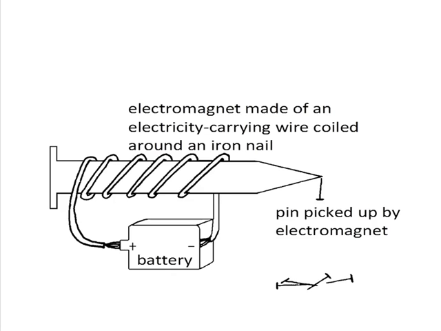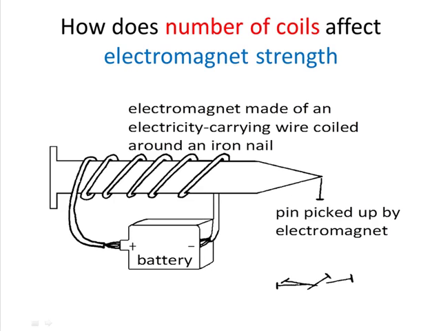Let's use this investigation to illustrate direct proportion. Our focus question is, how does number of coils affect electromagnet strength? Our apparatus includes nails, insulated copper wire wound around the nail and connected to the two terminals of a battery. That converts the nail into an electromagnet, and so it becomes magnetic while electricity flows through the circuit.